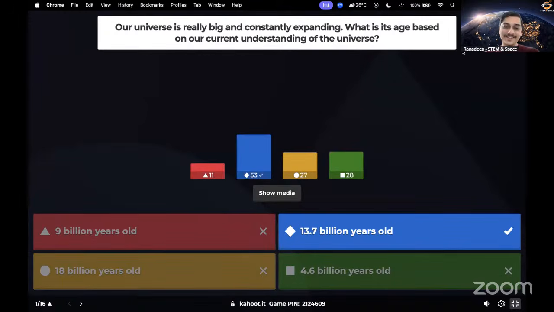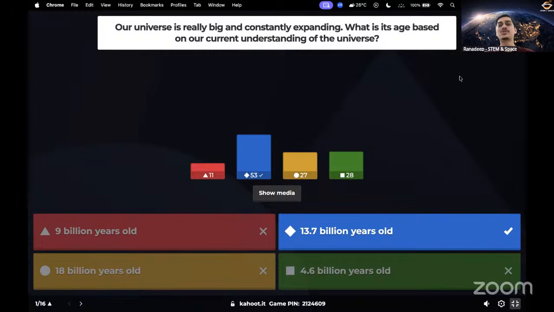And the correct answer is 13.7 billion years old, which most of you have answered correctly, although a great majority of you have answered incorrectly. Do remember that based on the current understanding of our universe, the age of the universe is 13.7 billion years old, or about 14 billion years old. The number varies a little bit, but it surely isn't anywhere close to 9, 18, or 4.6 billion years. So 53 people have answered correctly.